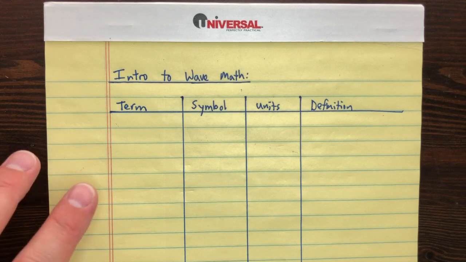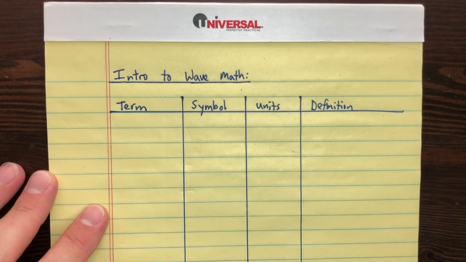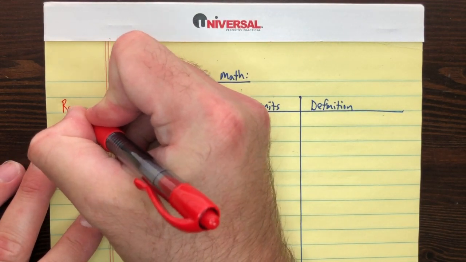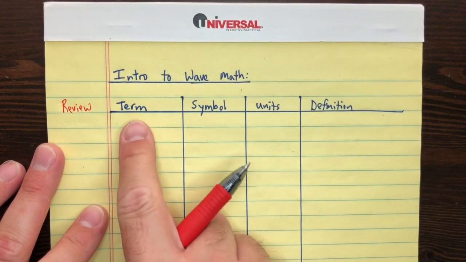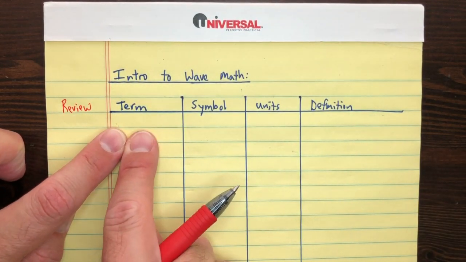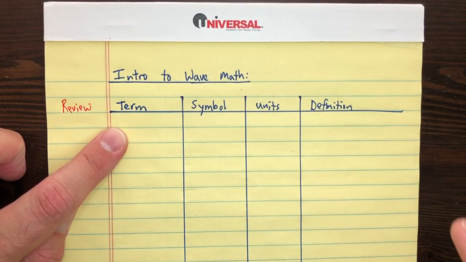All right, we're back. So before we get to some math today, we're just going to talk through a review of terms. So I'm just going to write, this is review because we talked about this the other day. And we'll do term, symbol, units, definition. So I'll write the term over here, and after I write the term, go ahead and hit pause and see if you can figure out what the symbol, units, and definition would be for each of those.